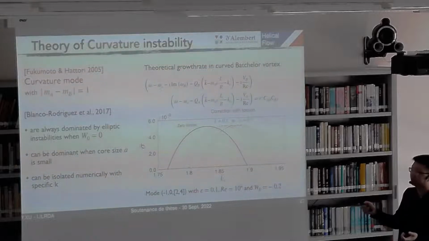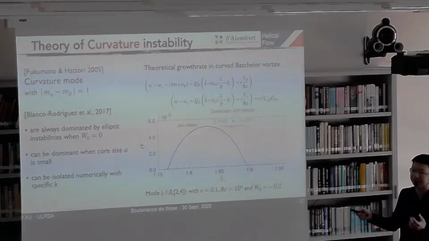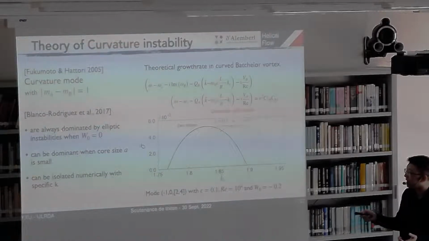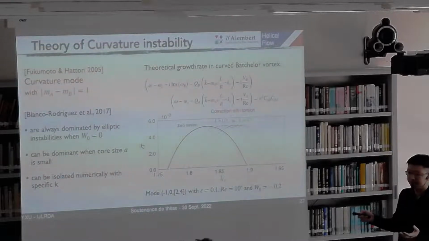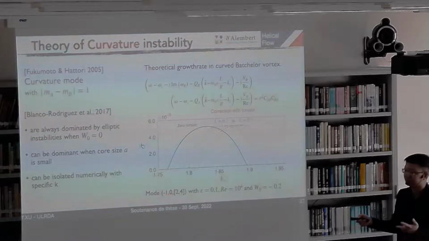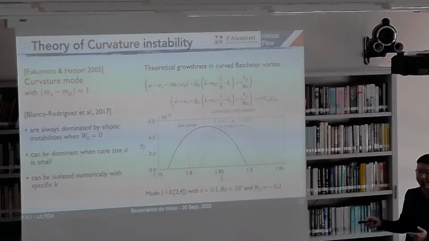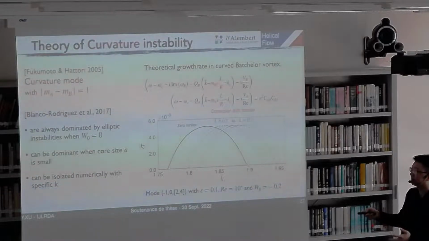So we are curious about the difference, and I will explain in more detail with the example of curvature instability here. The difference between the curvature modes and the elliptical modes is that the difference of dominant modes becomes 1. This mode is very sensitive, and as discussed by Blanco, it is always dominated by elliptical modes with W0 equals 0. It can be dominant when the cosine is very small. That's why experimentally it's very difficult to capture these modes, but numerically we can isolate them with a specific value of k.